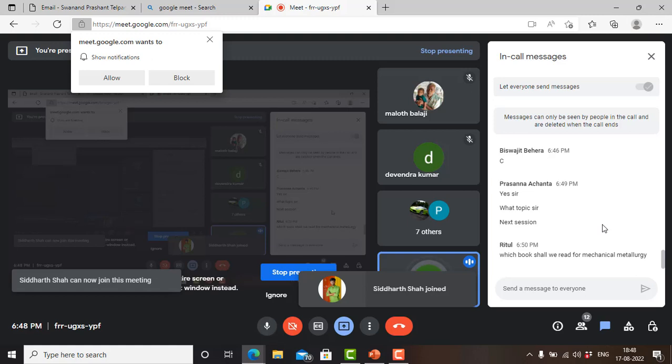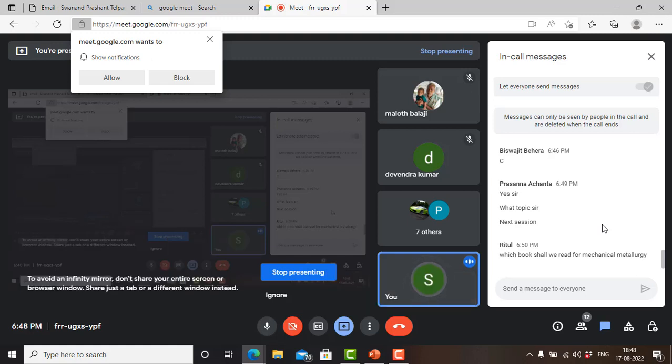Which book shall we read for mechanical metallurgy? So for mechanical metallurgy, one good book is Courtney, Thomas and Courtney, and another one is Dieter, which usually people follow in BTech. So these two are pretty good books you can refer to.